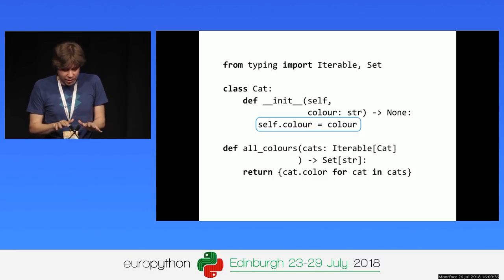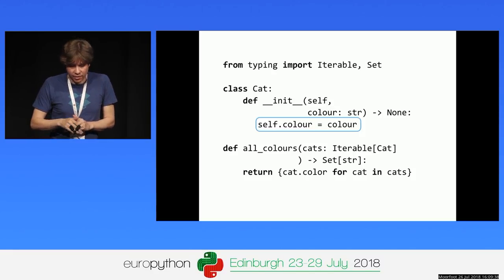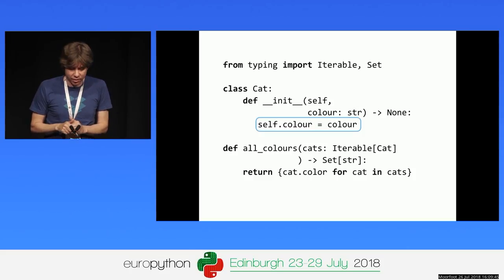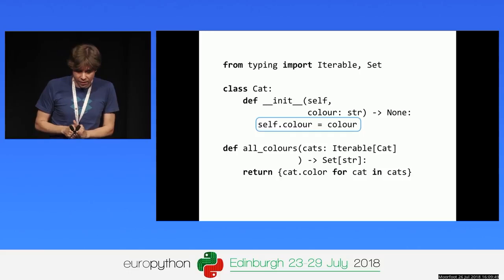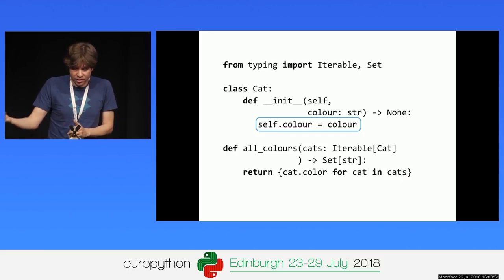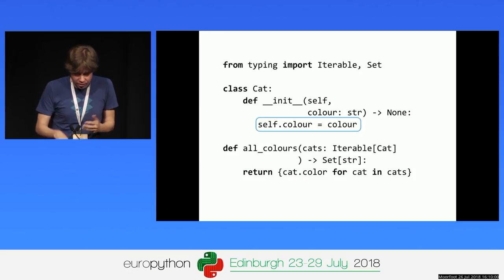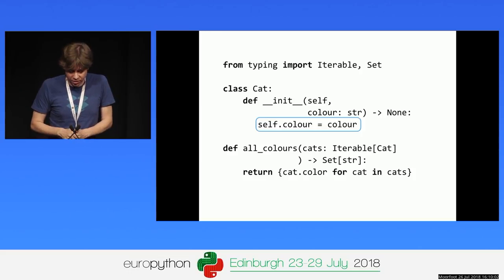So by looking at the body of __init__, Mypy figures out, oh, the class Cat has an attribute called color. And also it does type inference. So it looks at the initializer, which is just the expression color. And the type of that is string, so it infers that the type of the color attribute is also string. So you don't need to annotate that explicitly. And usually, you don't need to annotate variables, just functions.